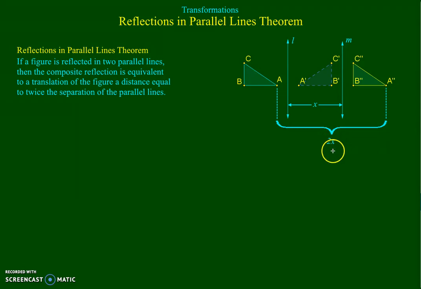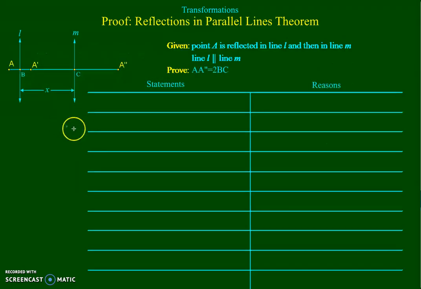Now the proof of this is kind of interesting, so that's what we're going to spend the rest of this part with. We're going to look at the proof of this. Now the situation for this proof, we're going to use just one point. And we're going to take point A, reflect it across line L to A prime, reflect it across line M to A double prime. And we're going to prove that the distance from A to A double prime is equal to 2 times the distance of BC, which is this value x.